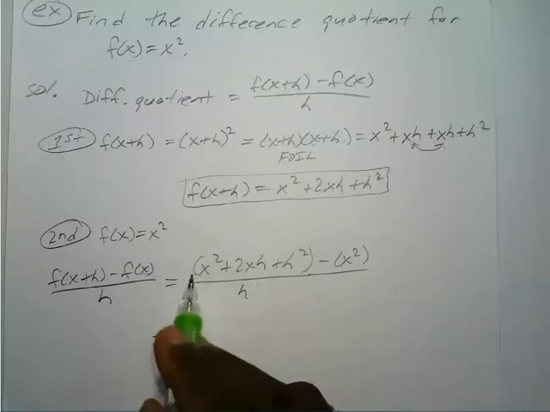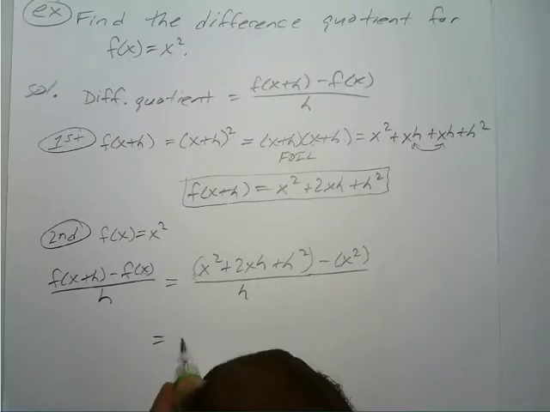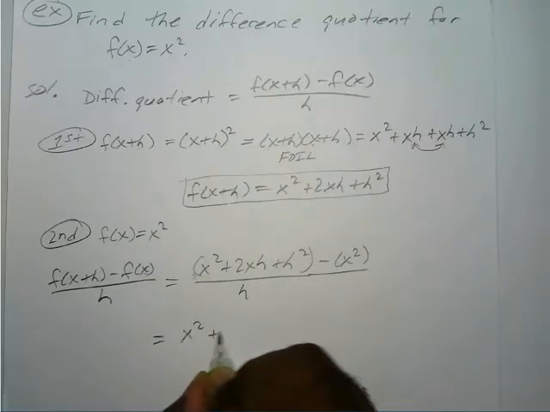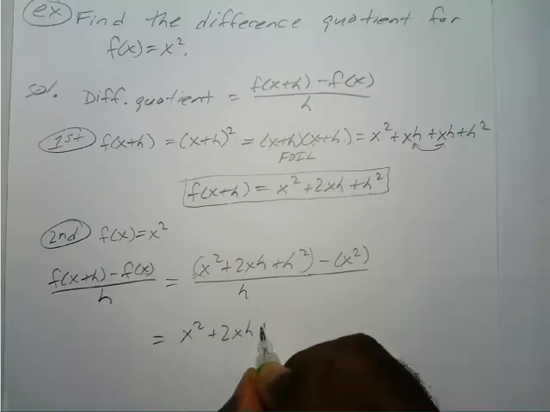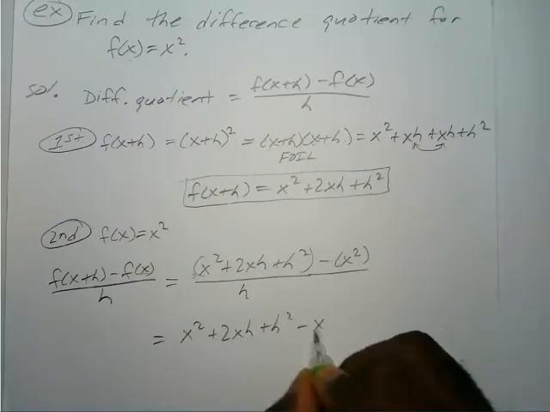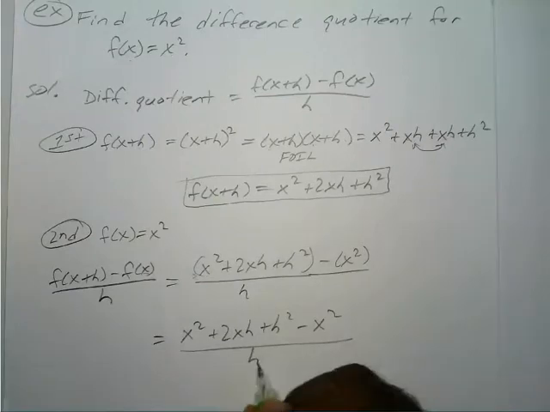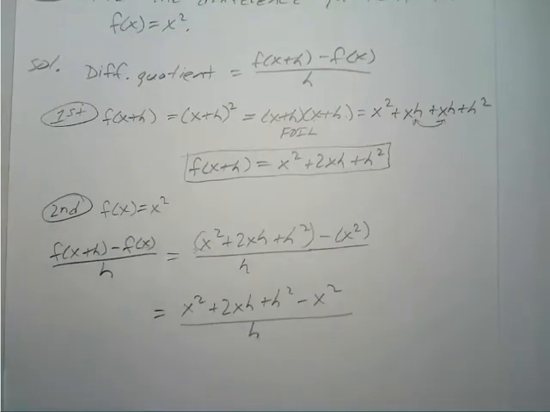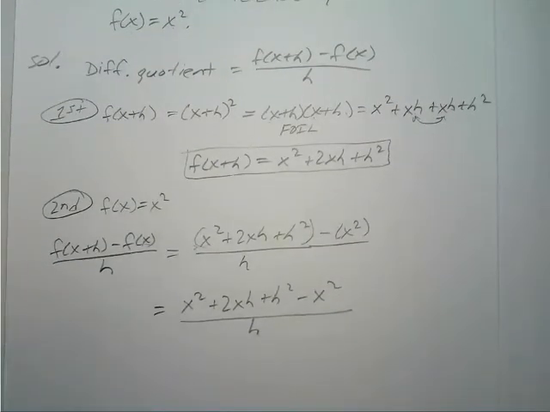This is positive, so we can drop these parentheses. So you have x squared plus 2xh plus h squared minus x squared all over h. Since you have x squared minus x squared, those cancel out. That leaves you with 2xh plus h squared all over h.